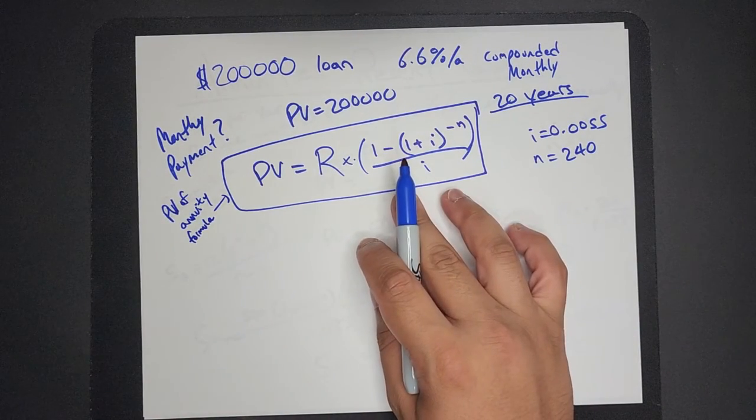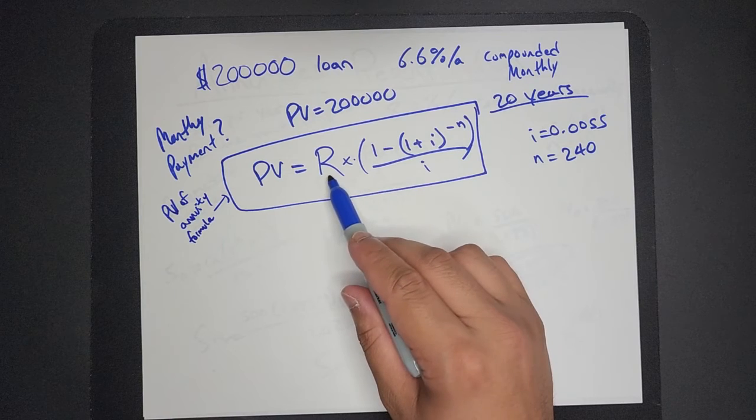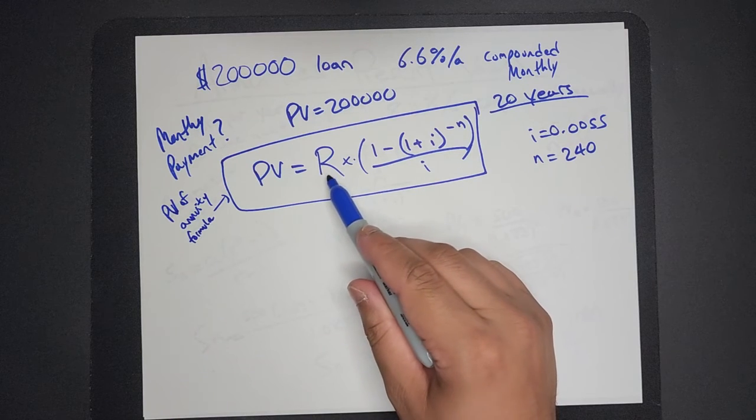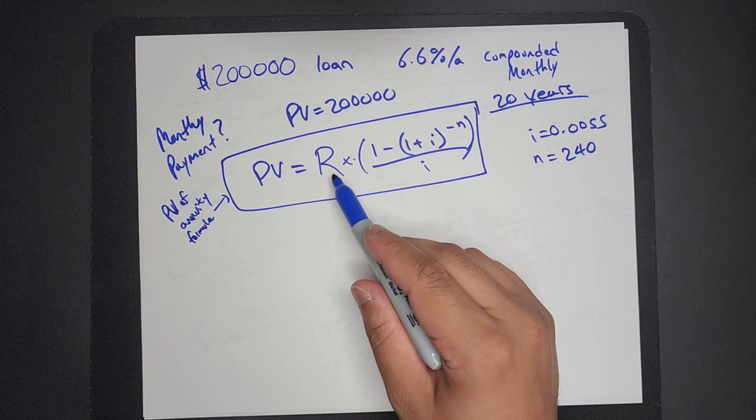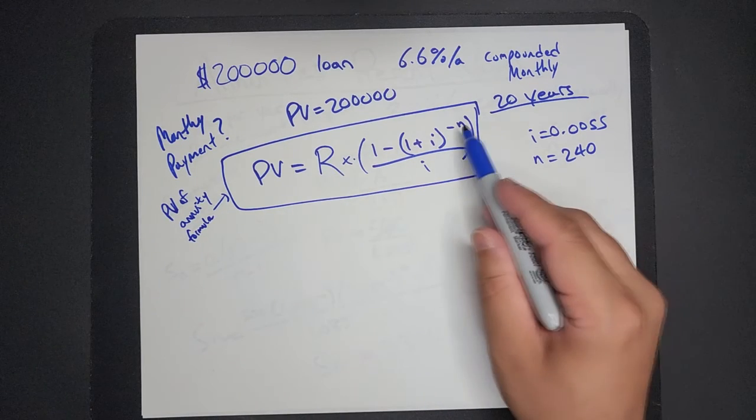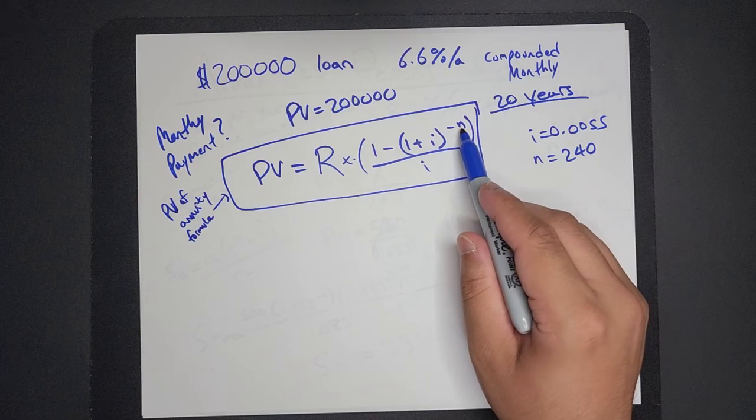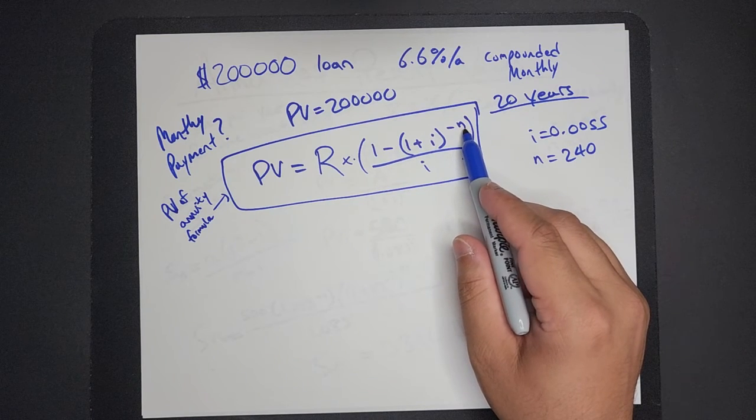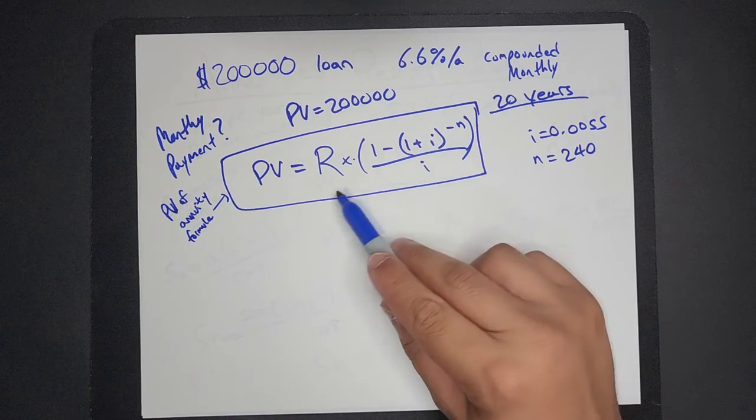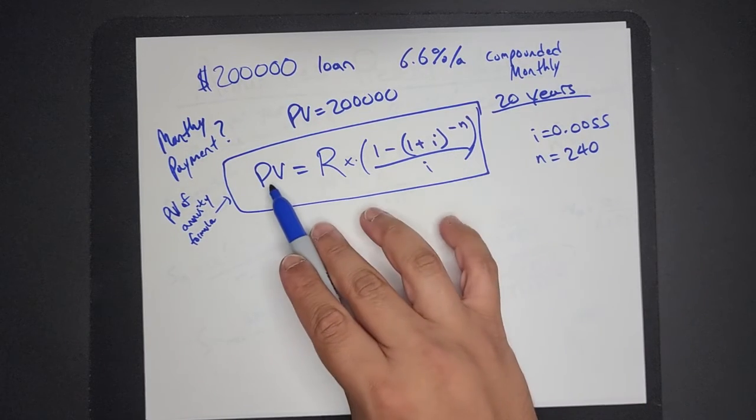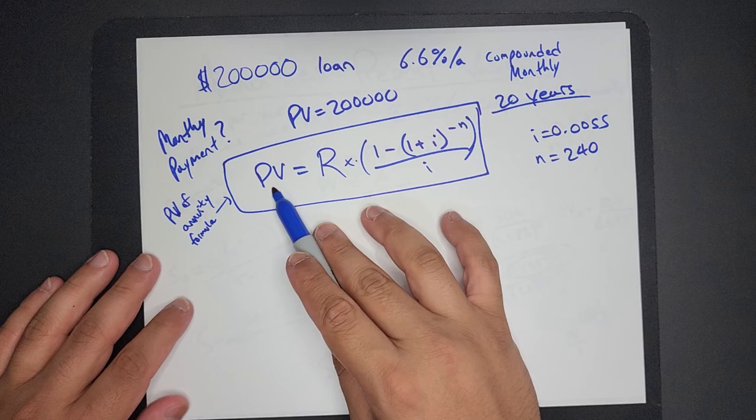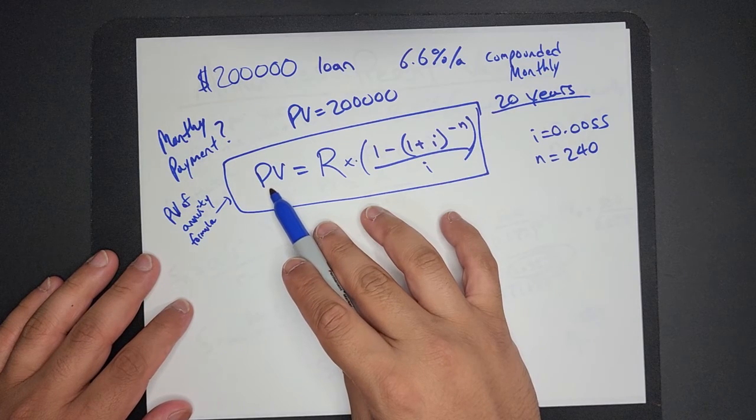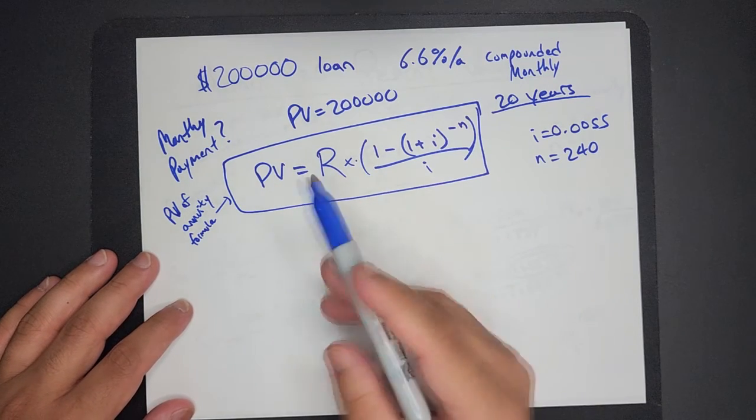So let's start plugging in. The letter R represents the monthly payments I'm going to have to make. n is the number of payments, i being the interest rate, and V being the present value of the loan, in our case here.